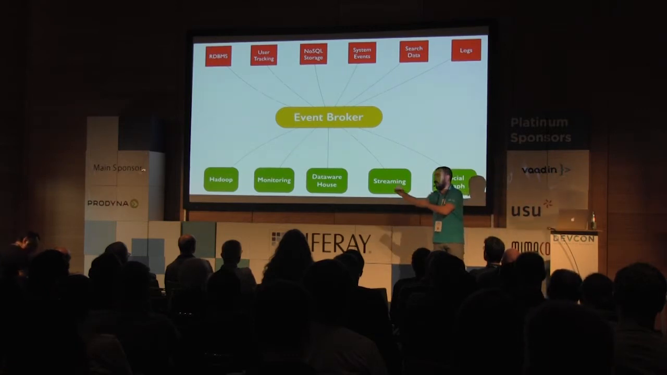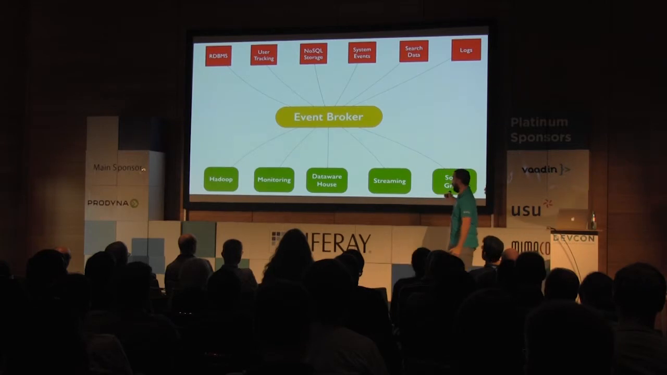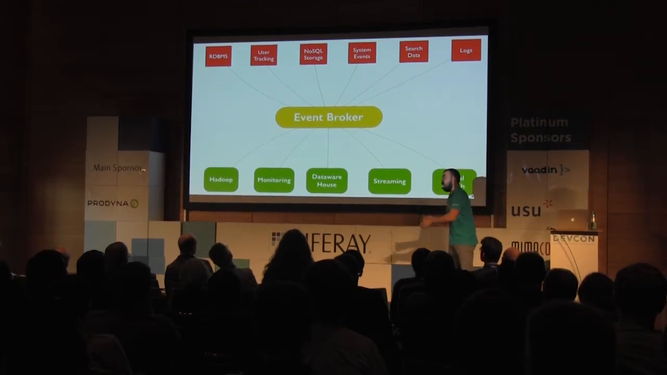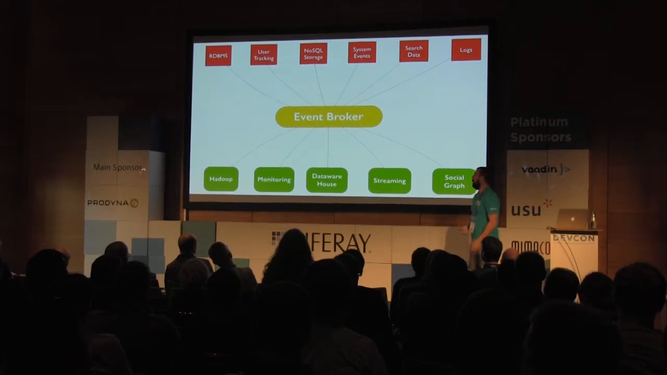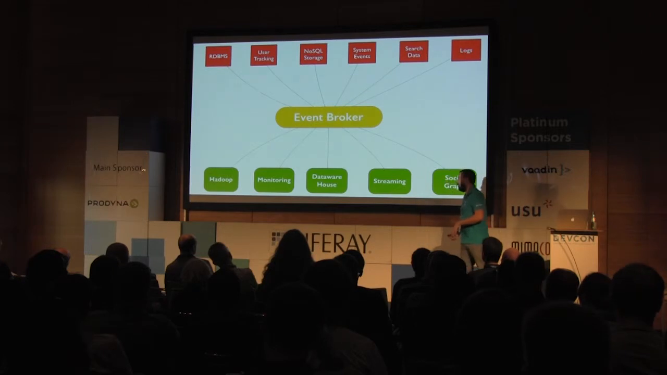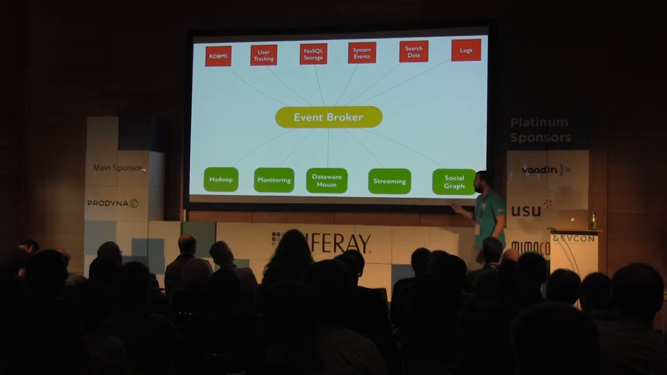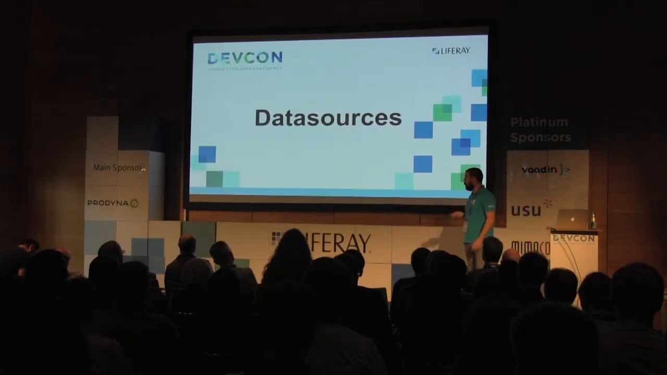Okay, so we can split the people who are working on the red side from the people who are handling the event broker. Let's decouple them. And then I want to build the other side. I got the data, I publish it somewhere, I want to build some analytics on top of it. Maybe I want to put Hadoop to do some data crunching in batch mode. Maybe I want to do some real-time monitoring. Maybe I want to do some streaming and social graphing. So this is what I'm going to propose.